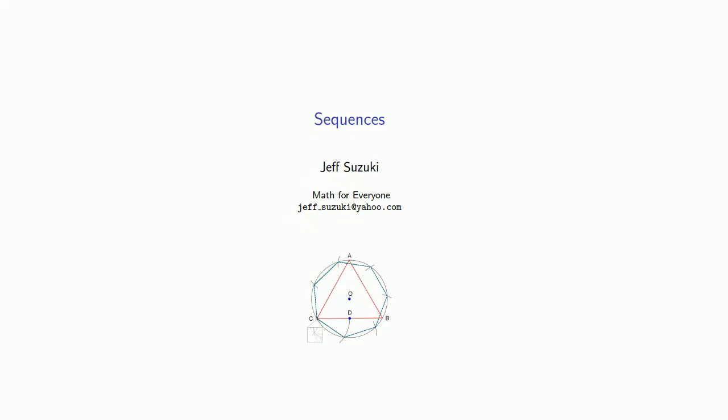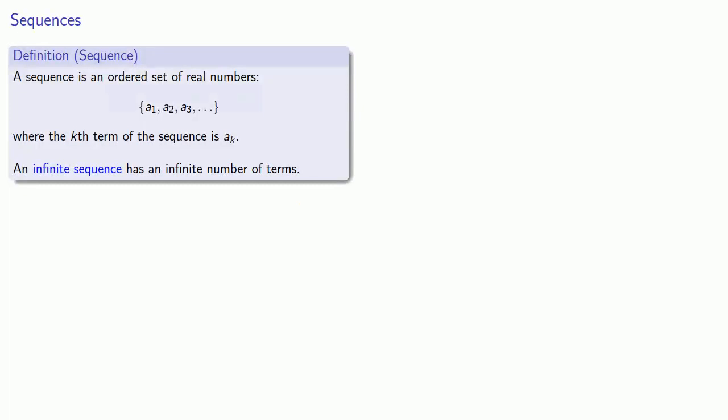Sequences and series form an important topic in higher mathematics. A sequence is an ordered set of real numbers where the kth term of the sequence is designated a sub k. This set could be finite or infinite, so there are finite sequences, but they're not very interesting.